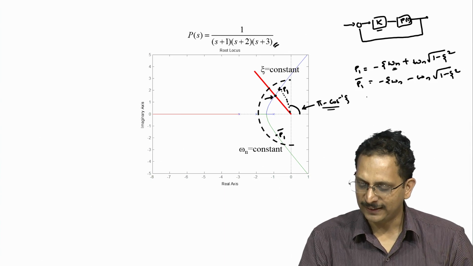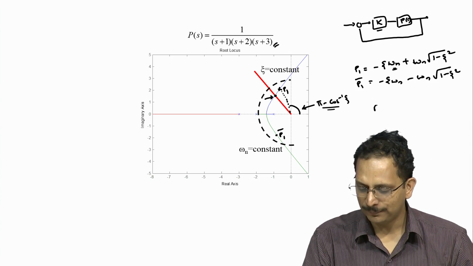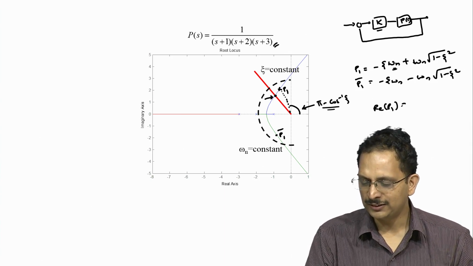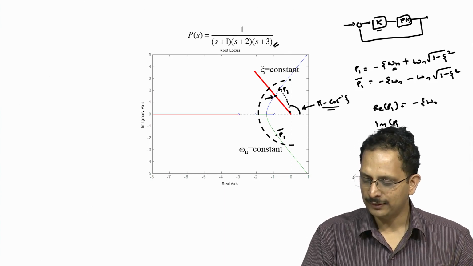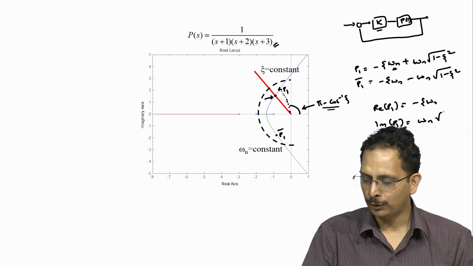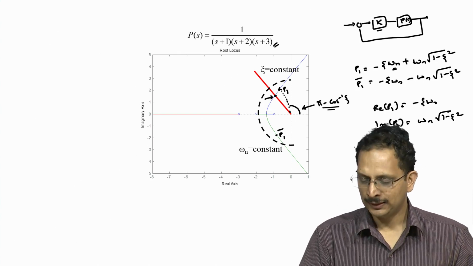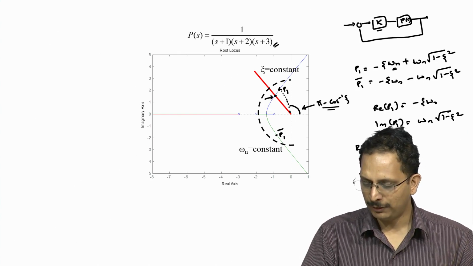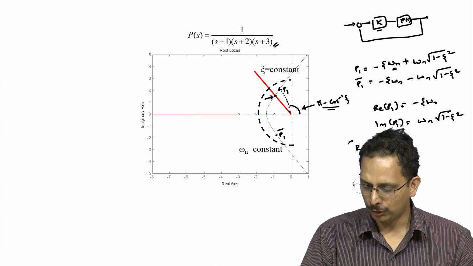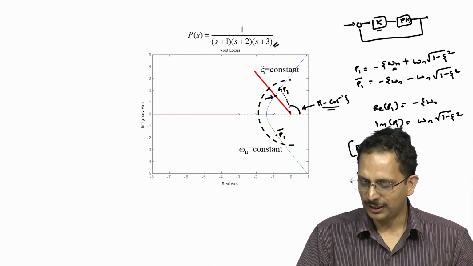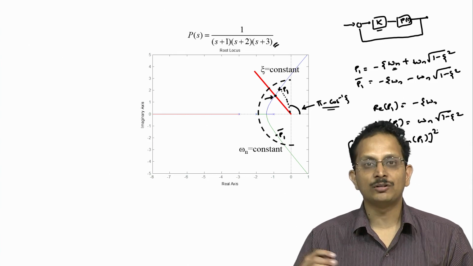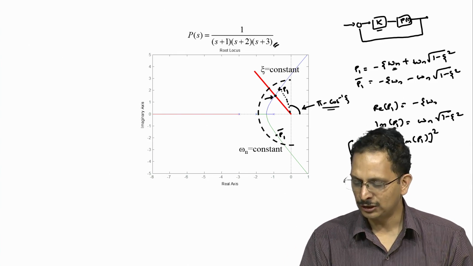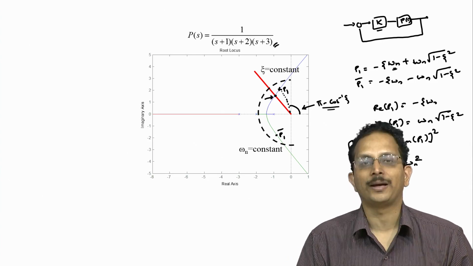So, the poles P1 and P1 bar would lie on a circle of radius given by omega n. That is because if I take the real part of P1, it is minus zeta omega n, the imaginary part of P1 is omega n square root of 1 minus zeta square. The real part of P1 the whole square plus the imaginary part of P1 the whole square, which is the square of the magnitude of this complex number, is essentially just going to be equal to omega n square.